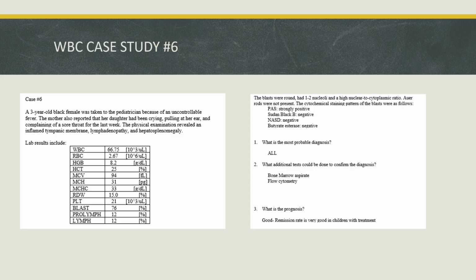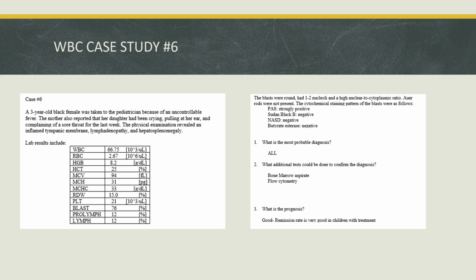So in the peripheral blood smear, the blasts were round and had 1 to 2 nucleoli with a high nuclear to cytoplasmic ratio. Okay, so sounds like a lot of other blasts. Auer rods were not present, so no indication of fused primary granules. The cytochemical staining pattern of the blasts were as follows. PAS was strongly positive. Sudan Black B was negative, NASD was negative, and butyrate esterase was negative. So the only thing that it tested positive for was that PAS.